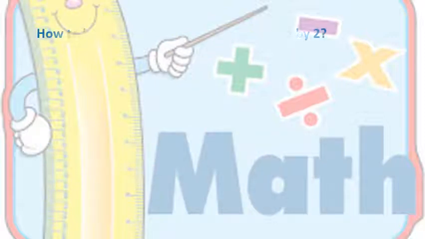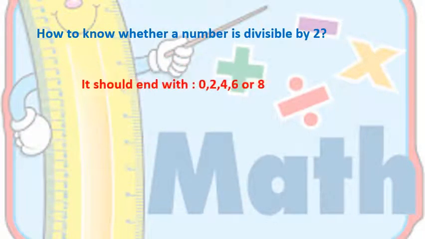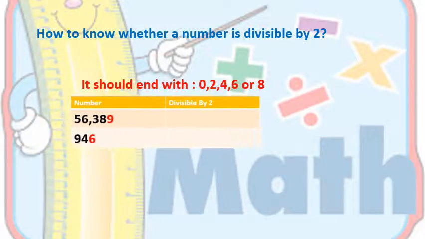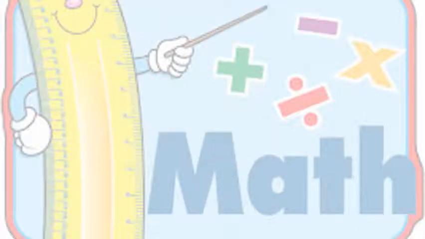So, how to know whether a number is divisible by 2? Simply, we should look at the end of the number. It should have 0, 2, 4, 6, or 8. So, examples. The first number, 56,389. Is it divisible by 2? No, because it's ending with a 9. 946. Is it divisible by 2? Yes, because it's ending with a 6.